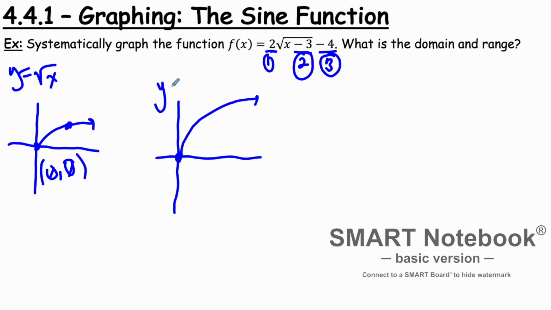All right, so we'll label our graph. This is y equals 2 times the square root of x. Our point has not changed. It is still the point 0, 0.